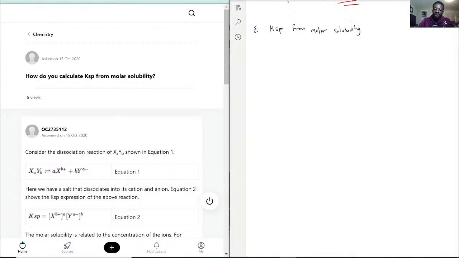For the formula, we have AxBy. It has different subscripts, and this dissociates. We have to use this equilibrium arrow because it's not a complete dissociation. That's what the Ksp is for. We have AxBy going to xA plus yB. That, in a sense, would be the formula you're working with.